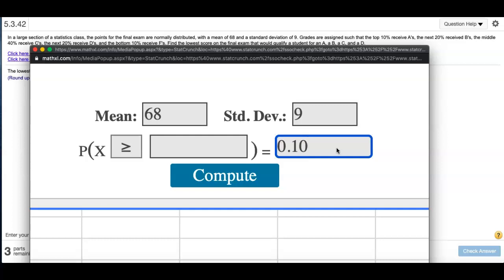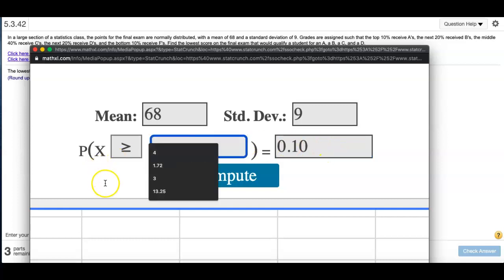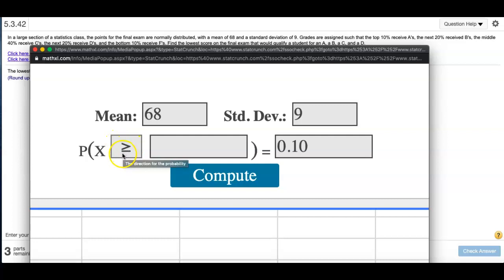Mean is 68 in my problem. Standard deviation is 9. Yours may be different. But if I want to find the top 10%, I'm going to set up my normal calculator this way. I left this blank next to this inequality. The inequality is saying greater than or equal to. Or if you want to think about it the other way, you want to be at or higher than the 90th percentile. So you can change this to less than or equal to and change it to 0.90, but you're going to get the same answer. But I'm just going to keep it as I want to be in the top 10%.